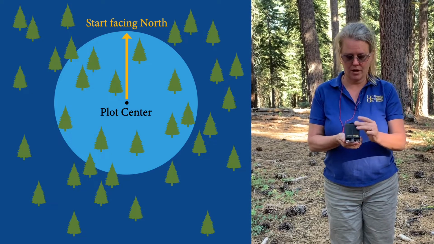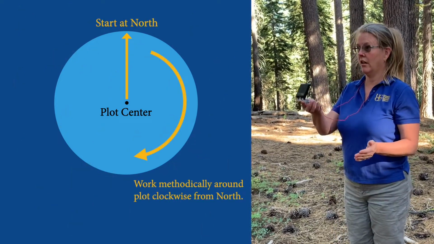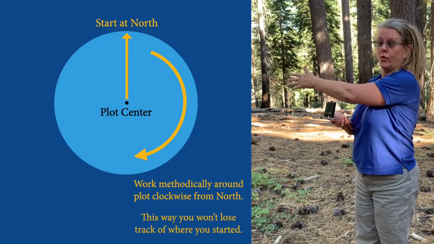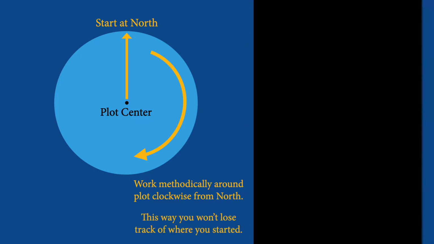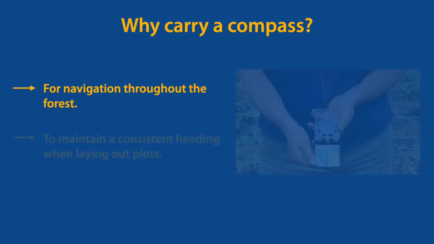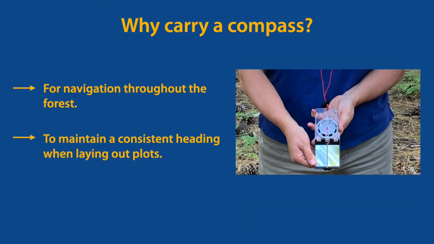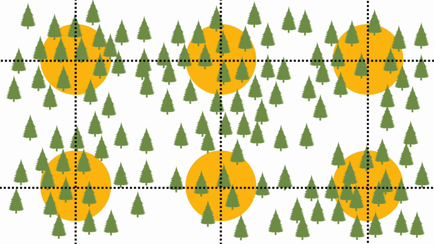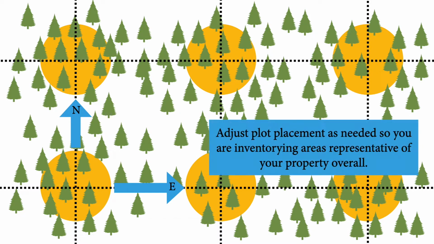I've got north on my compass. You can dial it in. And now this way is north. And then I'm going to count all the trees going around the compass. A good compass is helpful for navigation and maintaining a heading when laying out plots. Plots should be set up on a grid or consistent directional heading across your property. The layout should place plots in areas that most represent the trees and fuels in your forest.